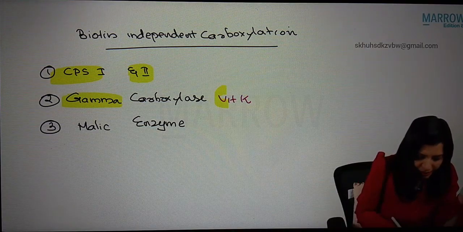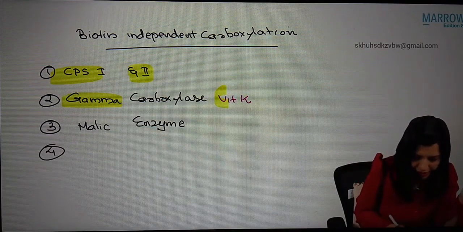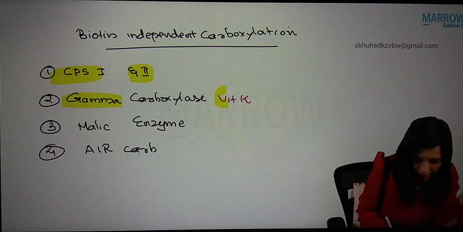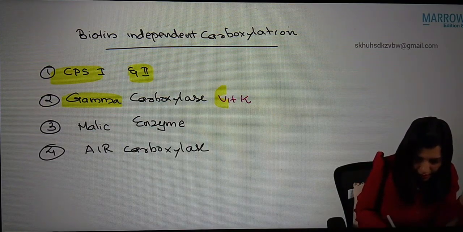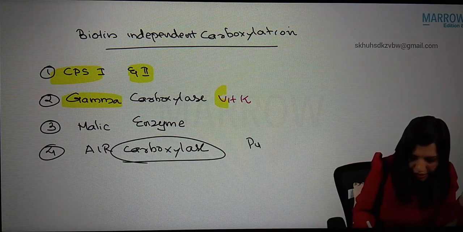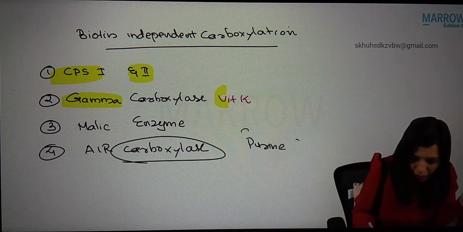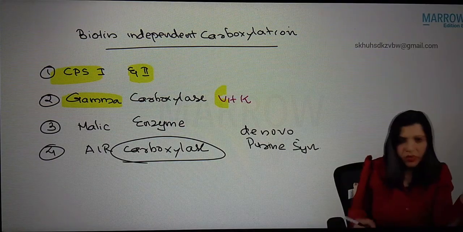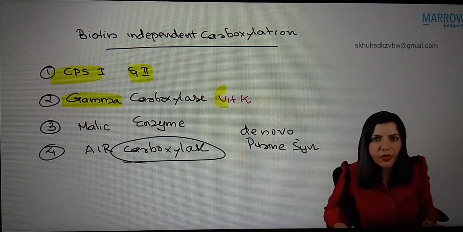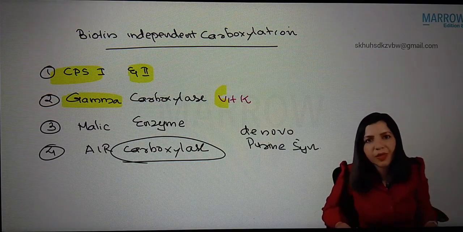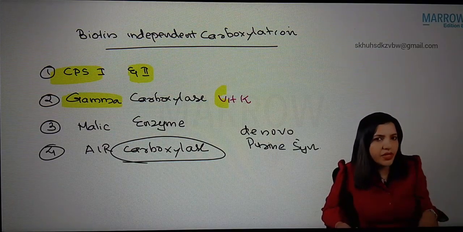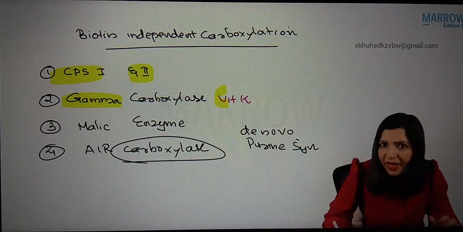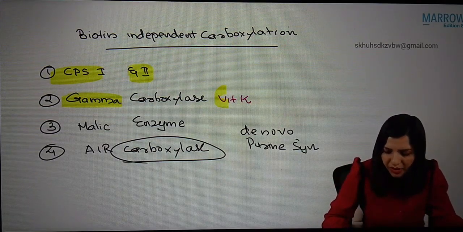And the fourth example, one more is there. It is AIR carboxylase, which is a reaction in de novo purine synthesis. Okay, we will learn all these things in the corresponding metabolic pathways. I'm not explaining it here, but still we should understand these are the biotin independent carboxylation. So we have been learning about the ligase, where we learn about the carboxylase.